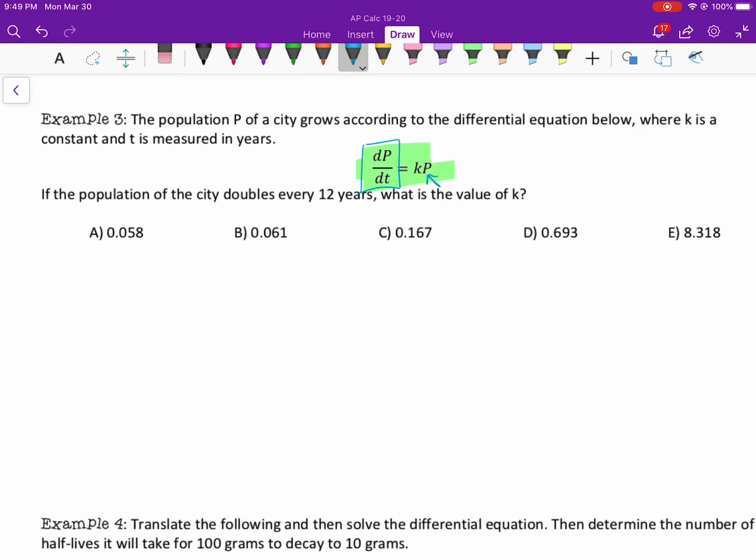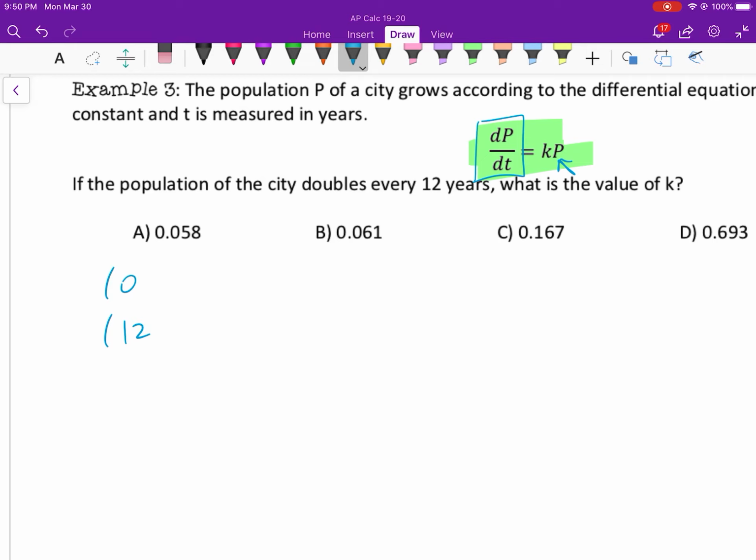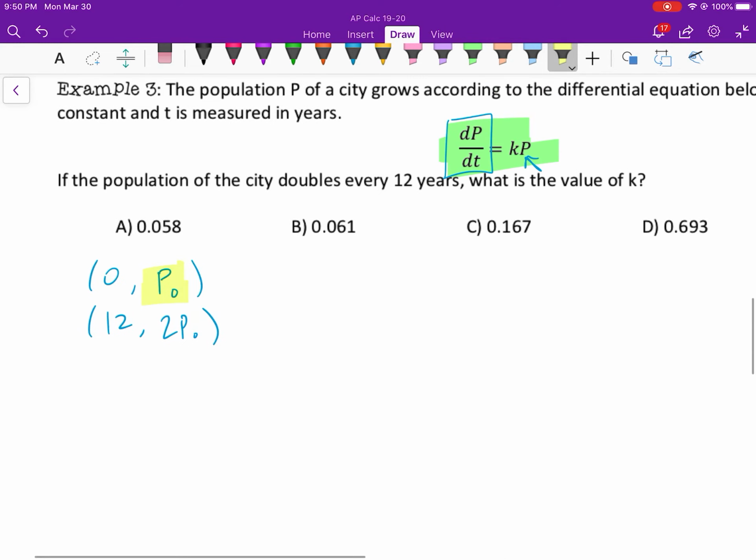So they didn't really give us any numbers to work with, but we can kind of invent our own. So if it doubles every 12 years, let's talk about what's happening at year 0 and at year 12. Year 0, we don't know for sure exactly what the population was, but let's just call it P naught, your initial population based on whenever you start keeping track of time. Well, if it doubles in 12 years, that means that you're going to have 2 times P naught in 12 years, right?